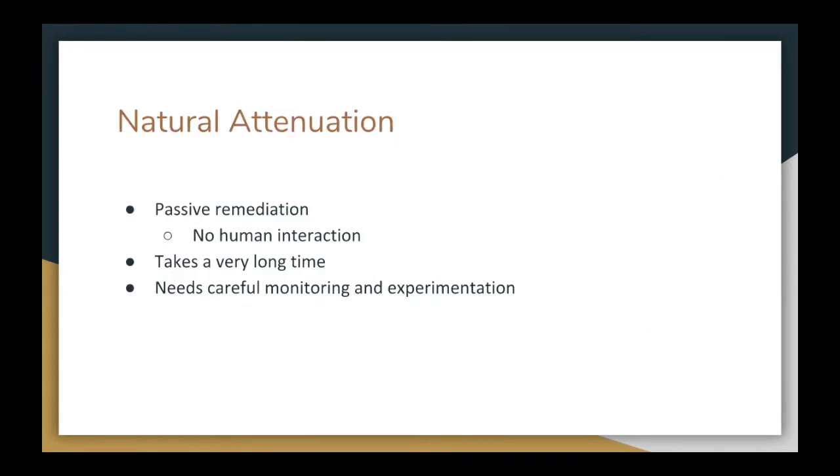Now we switch to the in situ methods. Natural attenuation is a passive remediation of polluted sites. There are no external human interactions to increase microbial activity. It relies solely on aerobic and anaerobic microbial activity to achieve the targeted concentration. This method involves careful monitoring and experimentation to establish the microbes that can degrade the pollutant in the first place, and that it is actually degrading the concentration over time. It may take a while to reach the target concentration because it is not being expedited by human interactions.